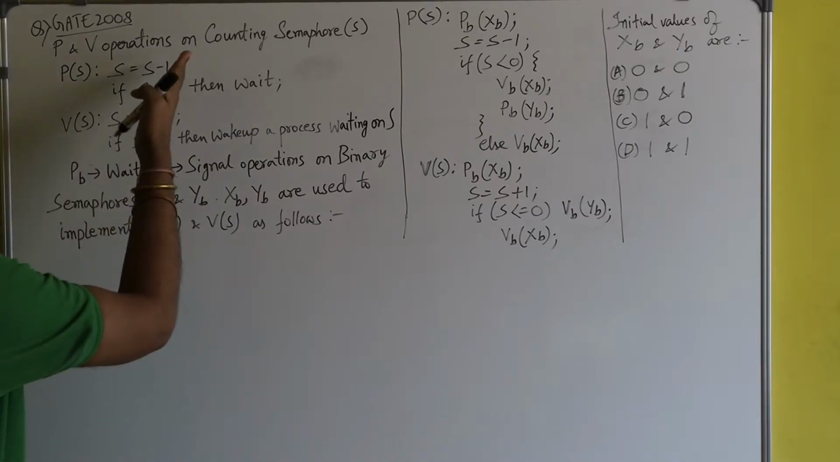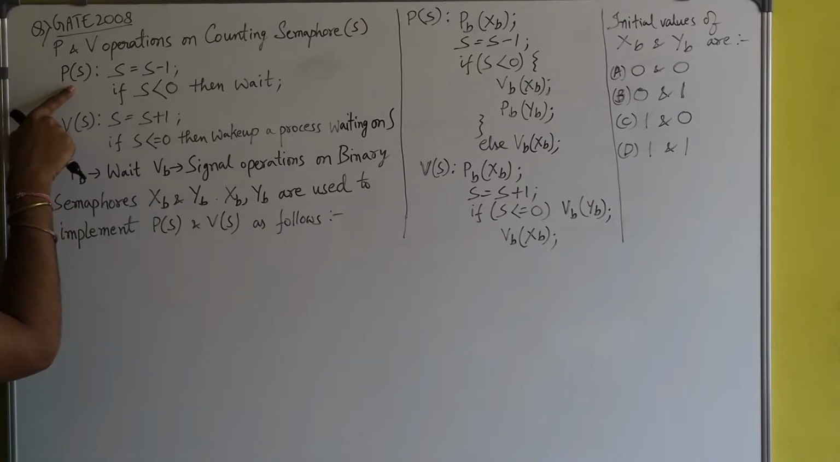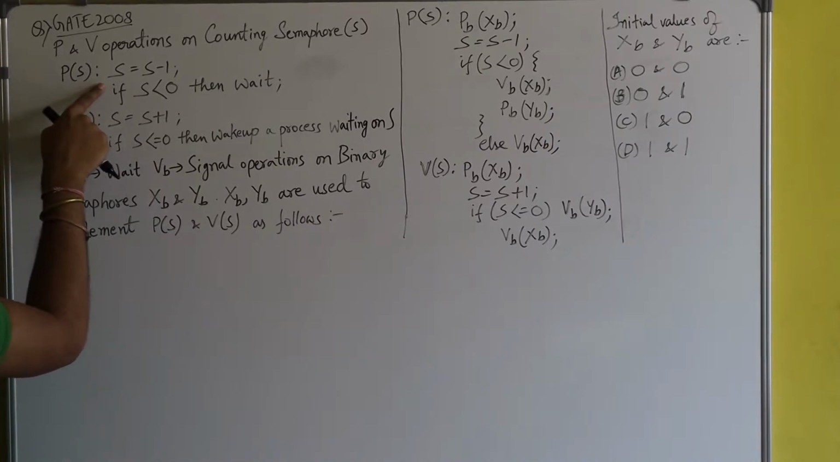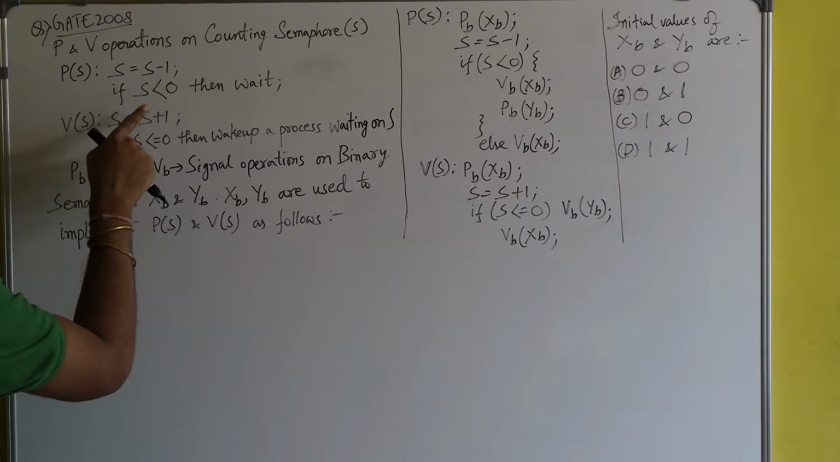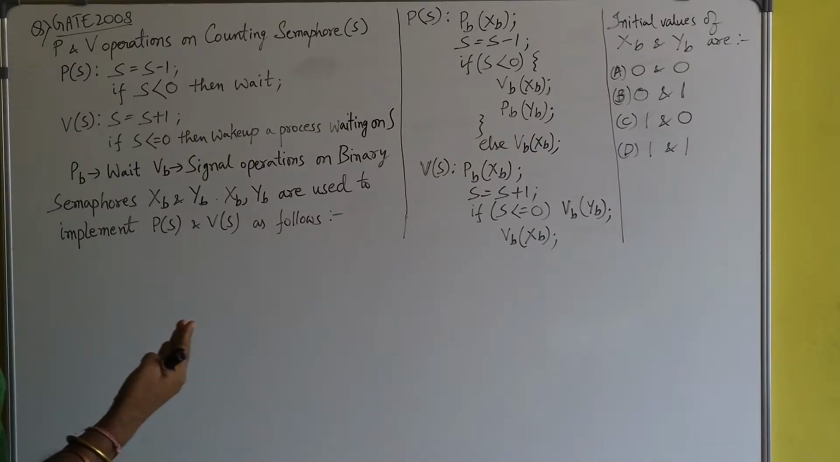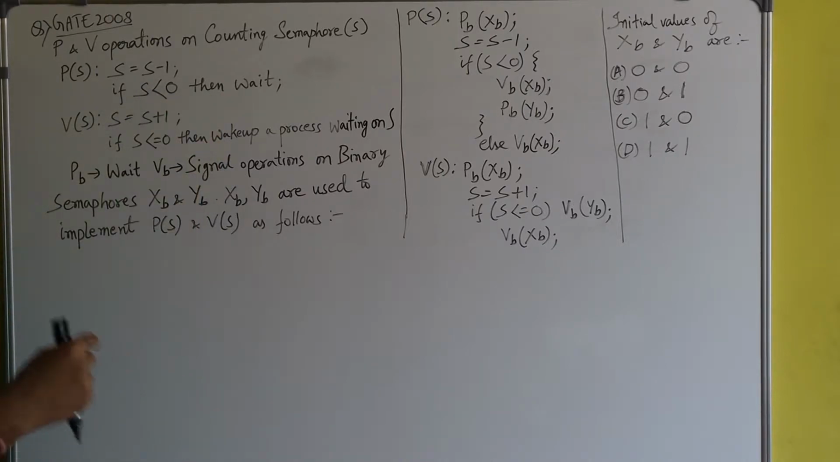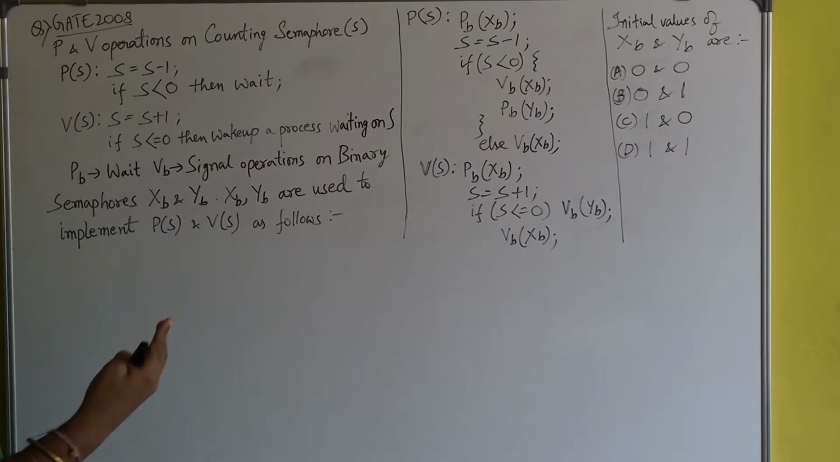Here the definition of counting semaphore is given. What is the P operation? P of S is S equals S minus 1. We know that in the P operation the value of the semaphore gets decremented by 1, and if S is less than 0, then wait. If the value of the semaphore is less than 0, then the process will sleep and wait in a blocking queue.